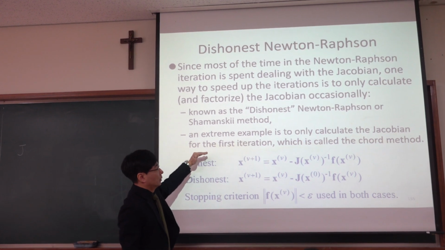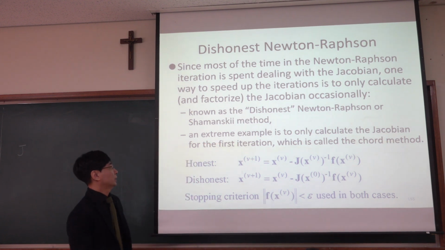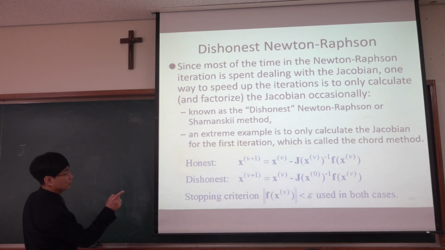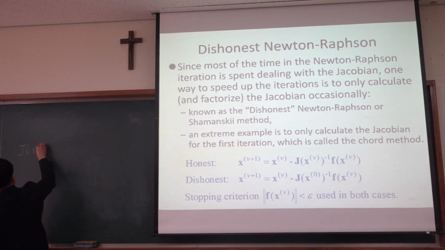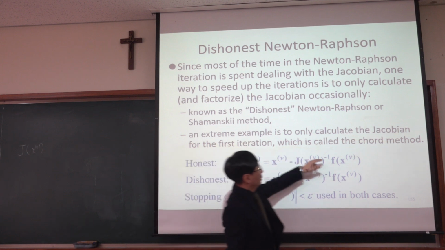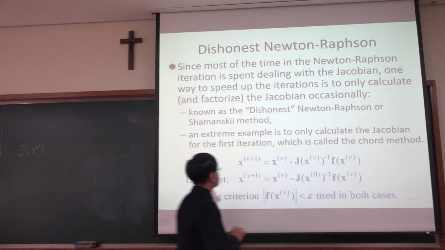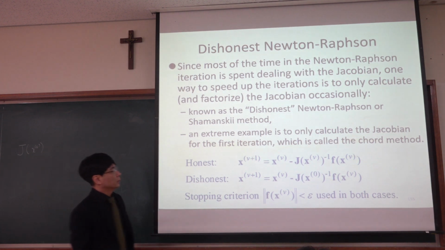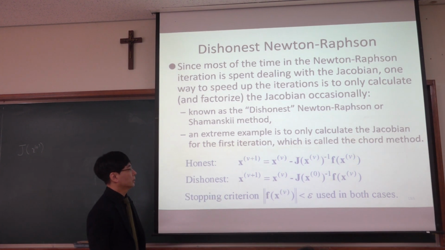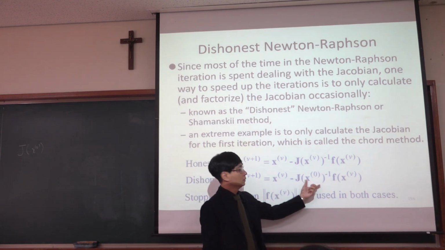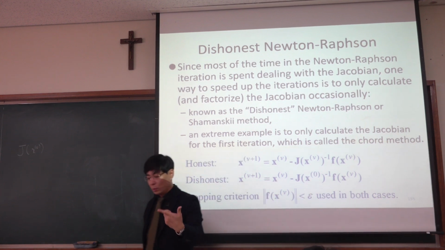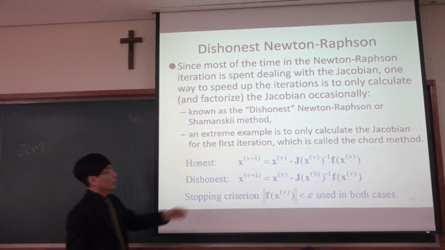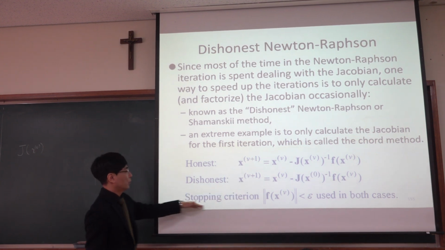An extreme example is to only calculate the Jacobian for the first iteration, at x0, and that is called the chord method. The honest Newton-Raphson update rule is this; we discussed this last time. And this is the dishonest Newton-Raphson, especially the most extreme case, where it is not updated after the 0th iteration. So once you compute the Jacobian and its inverse, our variable x, the theta and voltage magnitude, is updated in this way. Sometimes it works well, and the stopping criteria is the same as before.